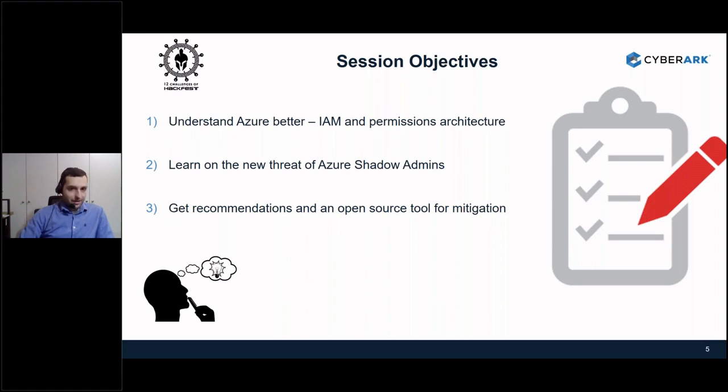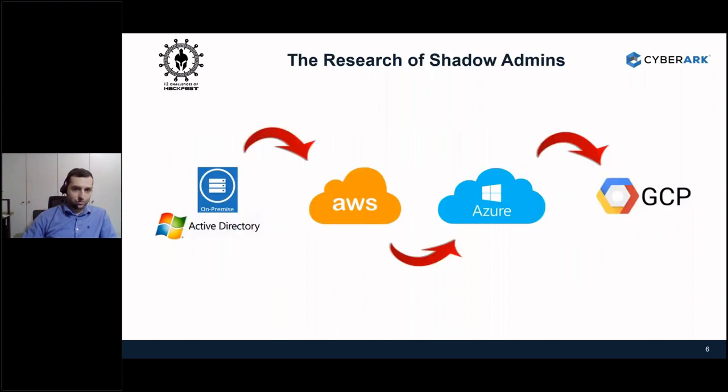Now, after we saw an example of the shadow admins threat, we can get into the details of them. The 3 objectives for today's session are to understand Azure better from the aspect of identity access management and the permission architecture in Azure. The second is to learn the new threat of Azure shadow admins and get recommendations and a free open source tool for mitigating these risks. Shadow admins are hidden in every environment and platform, and our job is to discover and eliminate them.